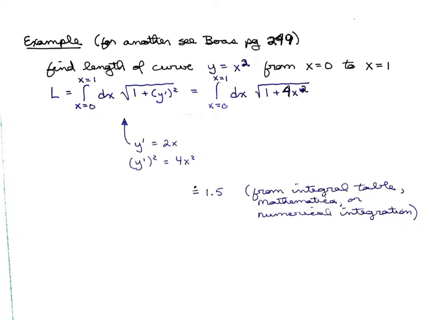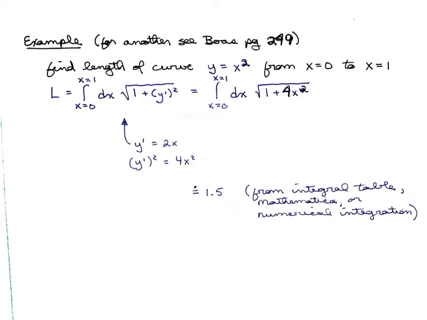Let's do an example. Of course, there are others in the book. What we will do is find the length of the curve described by y equals x squared from x equals 0 to x equals 1. So we set up our integral with the integration limits, and here's the form of our integrand.